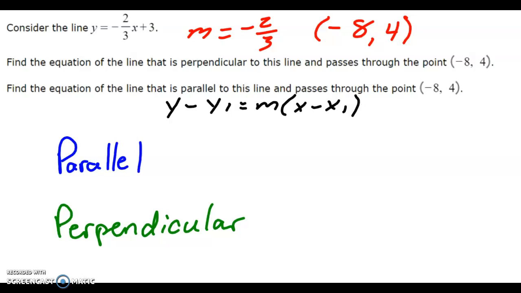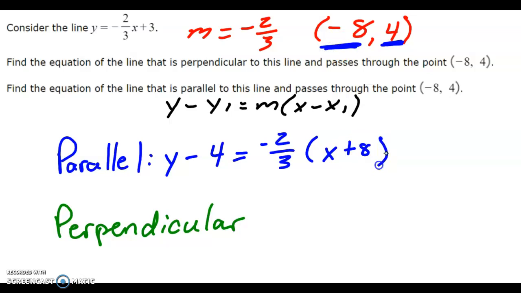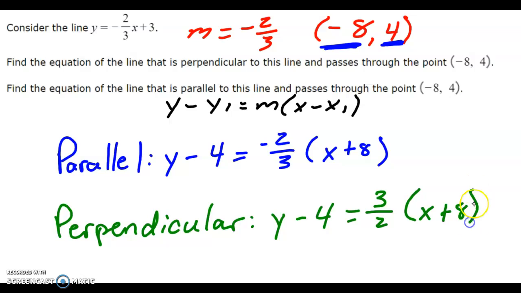Okay, so the parallel line will have that exact same slope. So y minus my y1 of 4 is equal to negative 2/3, because parallel is the exact same slope, times x, and then minus negative 8. Remember, opposite sign will be plus 8. And for perpendicular, y again minus 4 is equal to negative turns a positive, 2 over 3 flips to 3 over 2, times x plus 8 again.